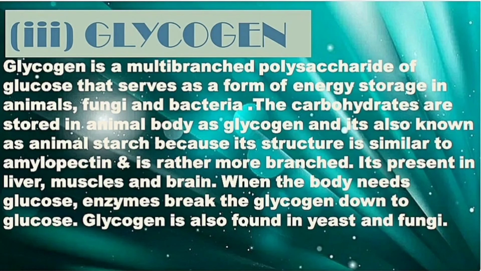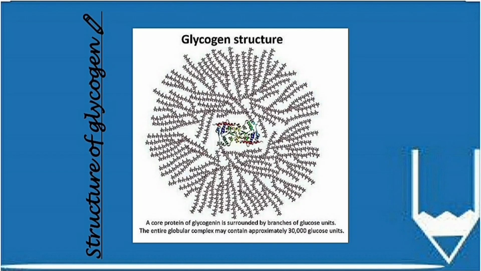The third polysaccharide is glycogen. Glycogen is a multi-branched polysaccharide composed of glucose that serves as a form of energy storage in animals, fungi, and bacteria. The carbohydrates are stored in the animal body as glycogen, and it is also known as animal starch because its structure is similar to that of amylopectin and is rather more branched. It's present in the liver, muscles, and brain. When the body needs glucose, enzymes break the glycogen down to glucose. Glycogen is also found in yeast and fungi. So now here we can see the structure of glycogen.